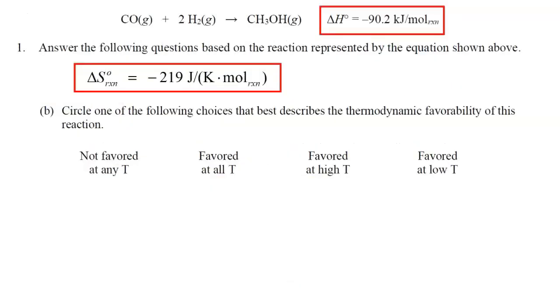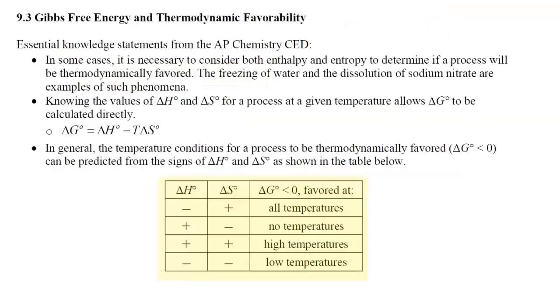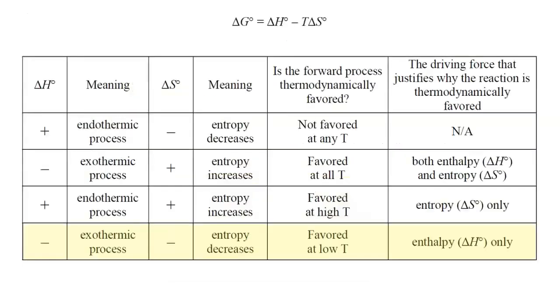So because both delta H and delta S are negative, that means that it falls under the category of being thermodynamically favored at low temperatures. So take a look at the Gibbs free energy equation at the top of this slide. We have a negative delta H, we have a negative delta S. So what is the sign of delta G? The answer is it depends on the temperature.